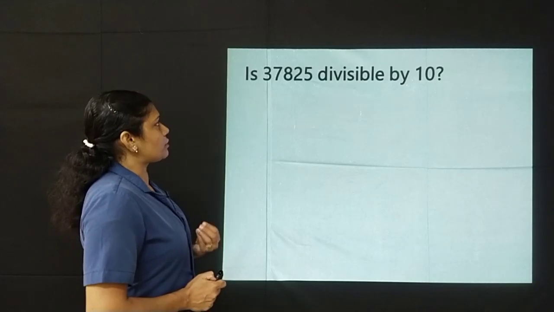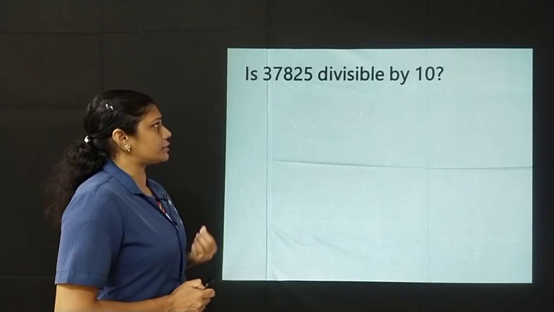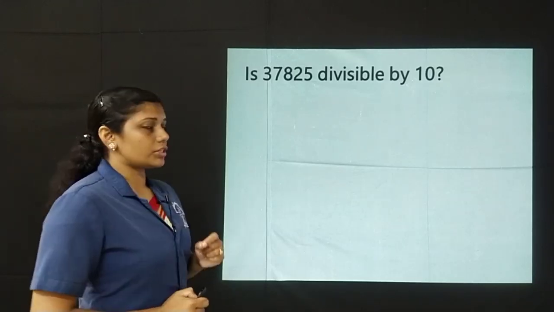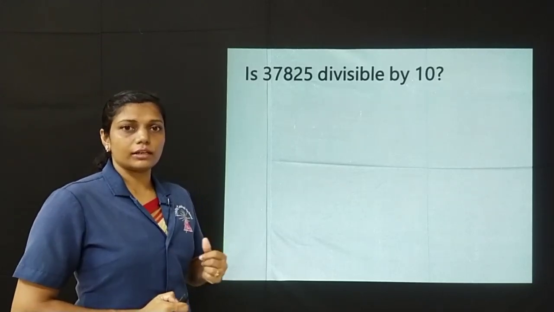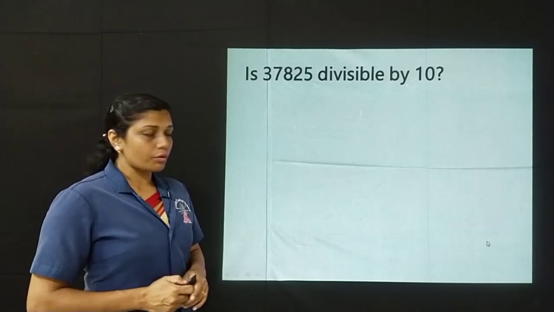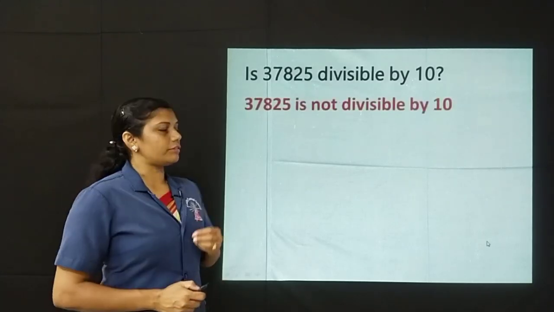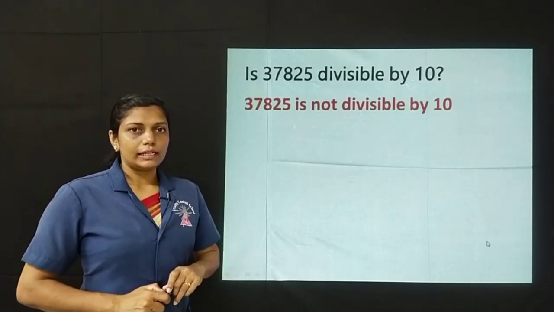Is 37,825 divisible by 10? This is very easy one. The last digit has to be 0, but here it is 5. So, 37,825 is not divisible by 10.